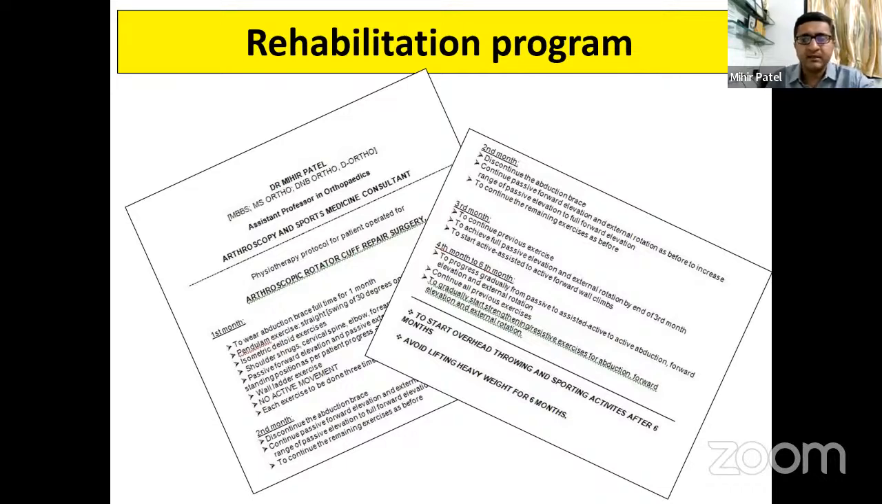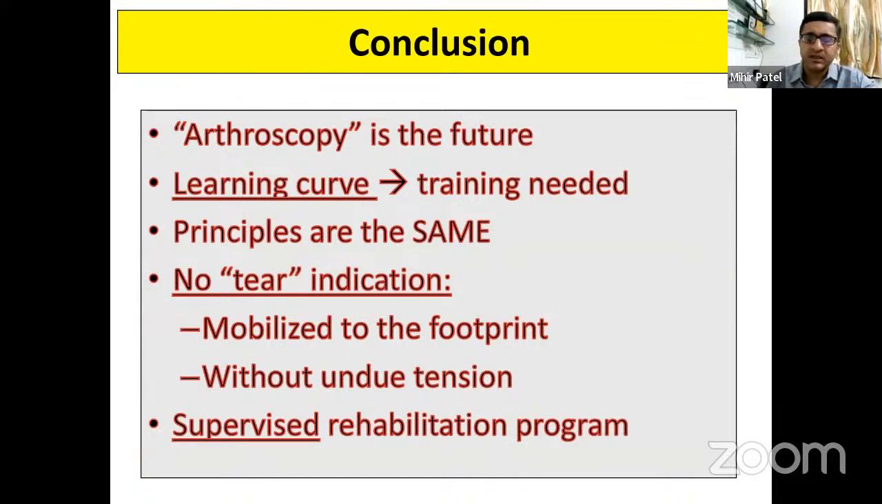So to conclude, I think rotator cuff repair arthroscopy is the future. Yes, it has a learning curve like any new technique, but remember the principles are absolutely the same. There is no tear indication of a double or single row. Most important is you need to mobilize your footprint and you need to have a repair which is without any tension. And a supervised rehab program is absolutely essential to guarantee success.